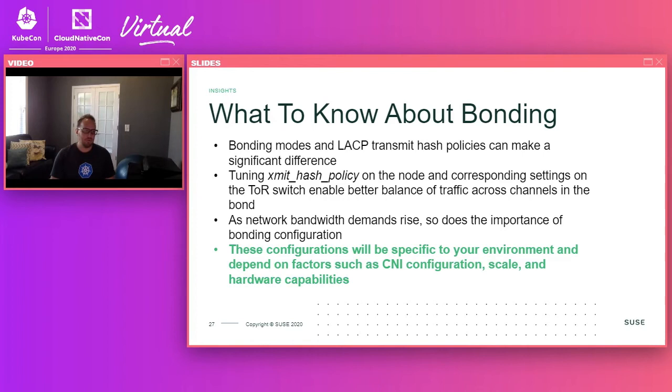We just assumed that we had a bonded pair of 25 gig NICs. That's a 50 gig pipe, right? Well, that should be plenty of bandwidth. There shouldn't be a bottleneck there. Well, it turns out it wasn't tuned properly, and it did become a bottleneck. So if you're going to use bonding, these bonding modes matter. You want that balance of traffic. Again, these are configurations that are going to be specific to your environment, and factors such as your CNI configuration, your scale, and hardware capabilities are going to drive your choices here.